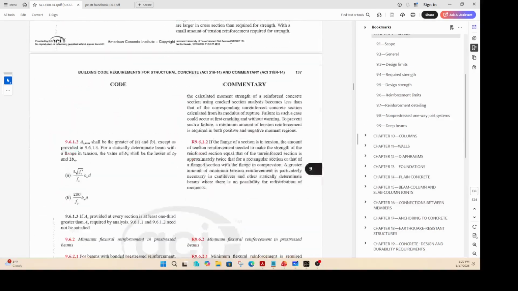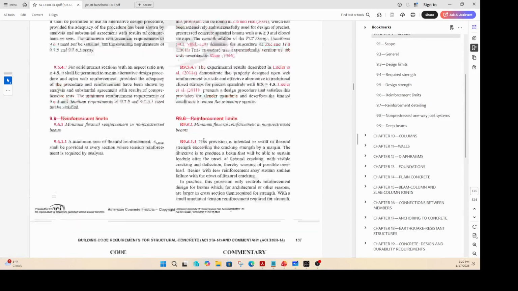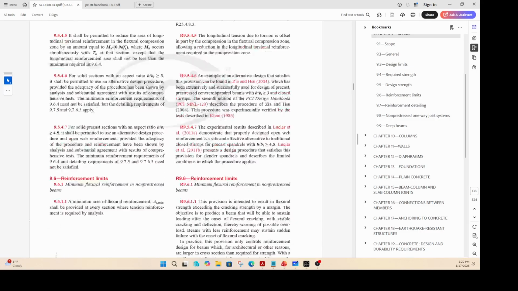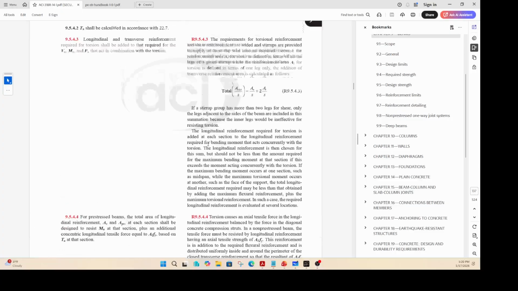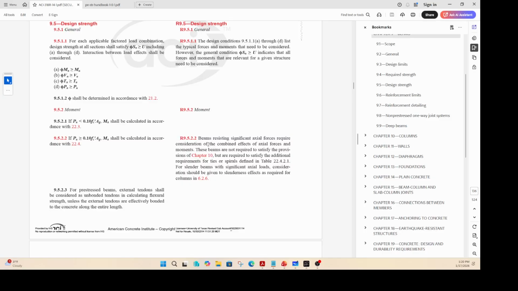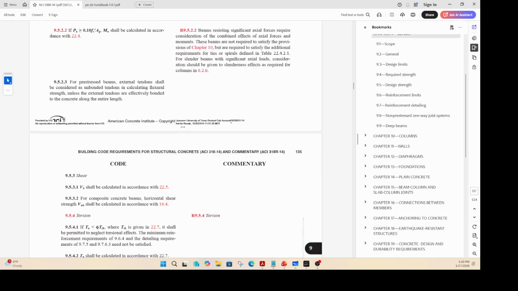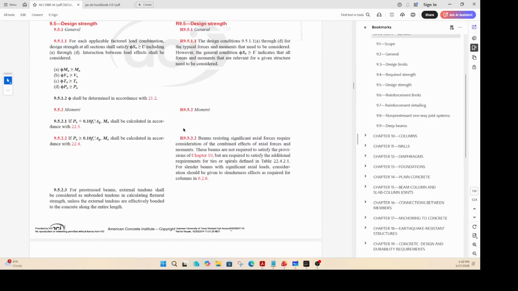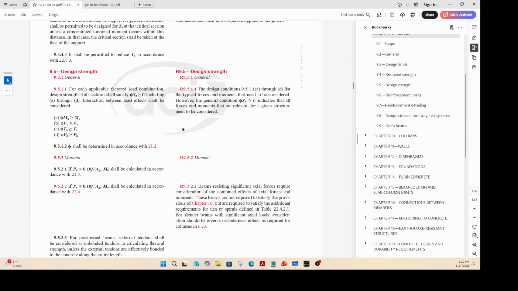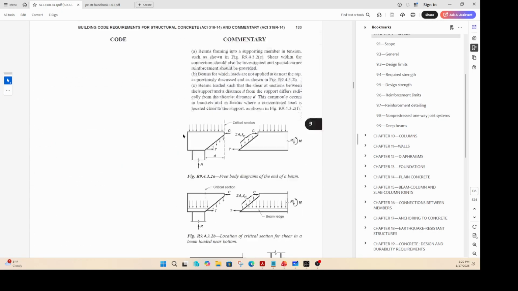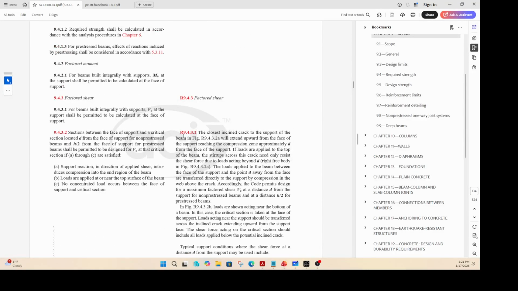Let's go back to where we were. So we'll see how the nominal capacity of a beam can be calculated. Does the code give you any guideline of how to calculate? Okay, so I think I missed that part. Shear, torsion, okay, one second here. Mu, Mn. The factored torsion, the factored shear, the factored moment.